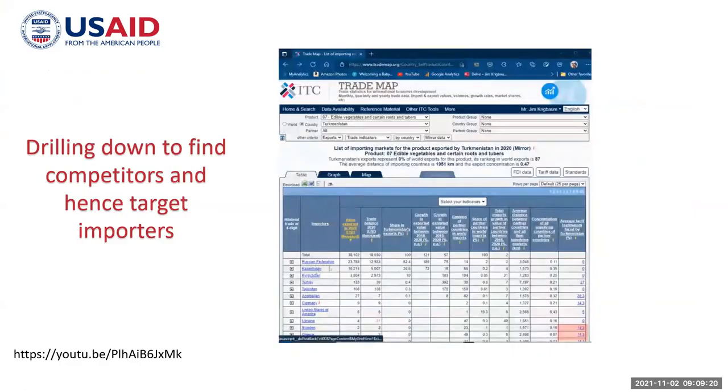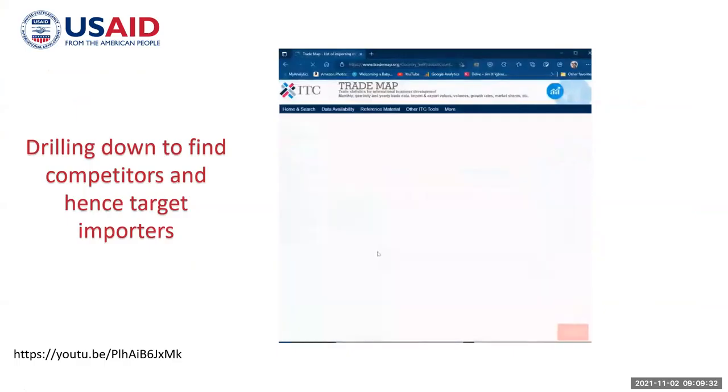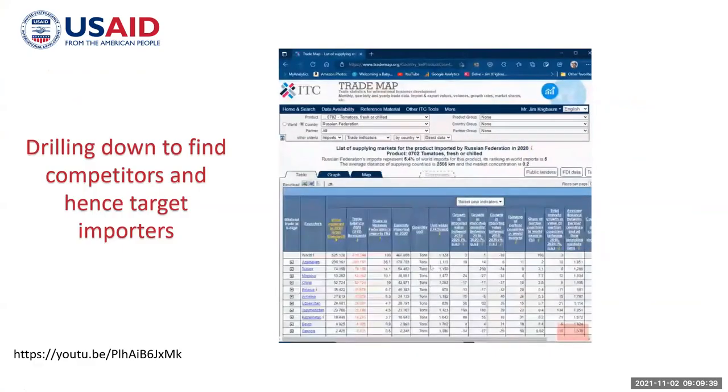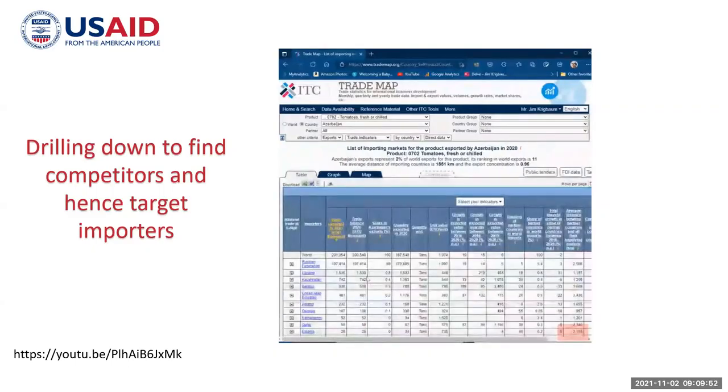If we click on the underlined or the linked countries, we're able to see who else is exporting product to them at that time. In this case, let's drill down a little deeper. Let's go to tomatoes. So we know that that's the main product that's being exported. We click on Russian Federation here, and that will show you what other countries are exporting tomatoes to the Russian Federation. In this case, Azerbaijan, Turkey, Morocco, etc. If we click on Azerbaijan, that will show us the other countries that they're exporting tomatoes to.